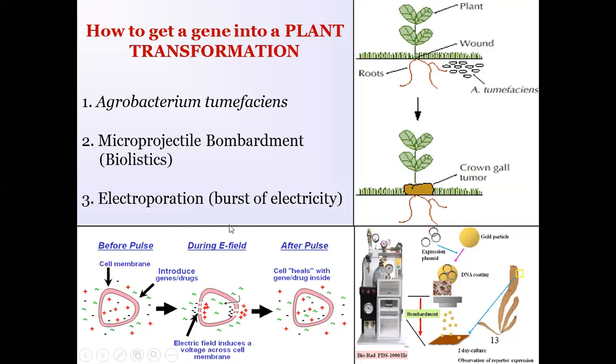So this is the third method. In majority cases Agrobacterium is used, or microprojectile bombardment is used. Electroporation is used less often, in plants, but very rarely. So these three methods are used for plant transformation. There is one more method, polyethylene glycol, but it is very conceptual; I have not seen anyone use it. So these three methods are used in plant transformation.